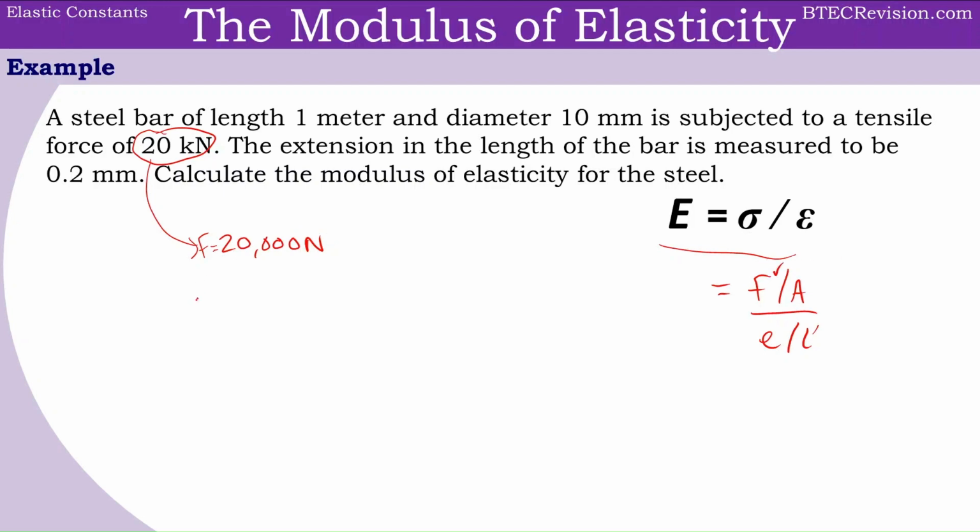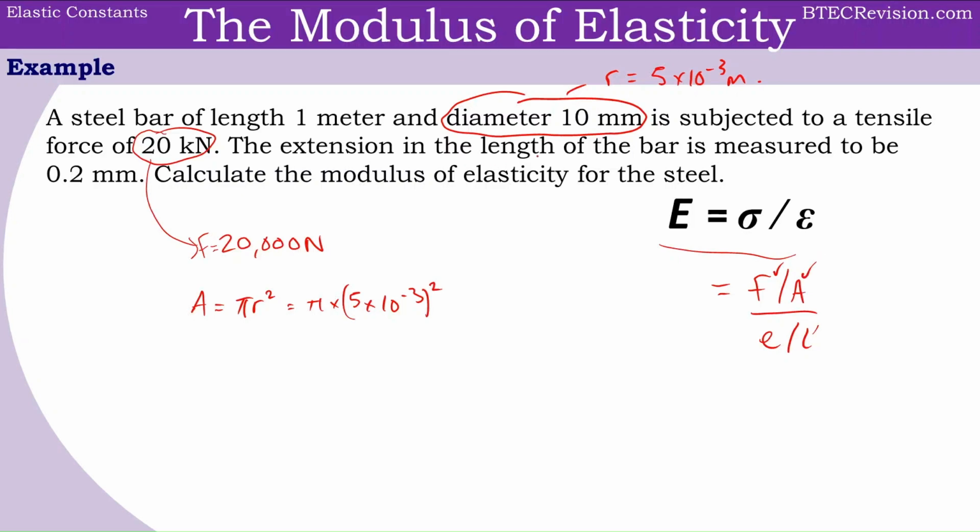Next, we need to work out the area. The area of this rod is equal to pi r squared. And we know the diameter, which is 10 millimeters. So the radius is going to be half of that, which is 5 millimeters, which is 5 times 10 to the power of -3 meters. So that's pi times 5 times 10 to the power of -3 squared. So we have the area.